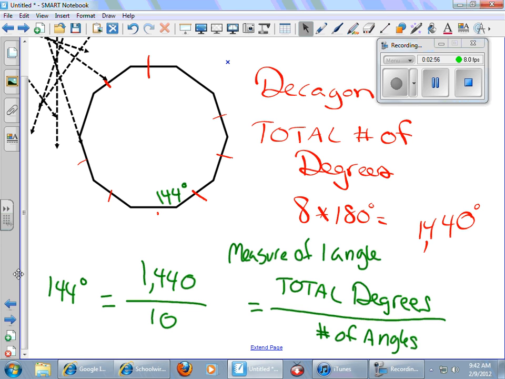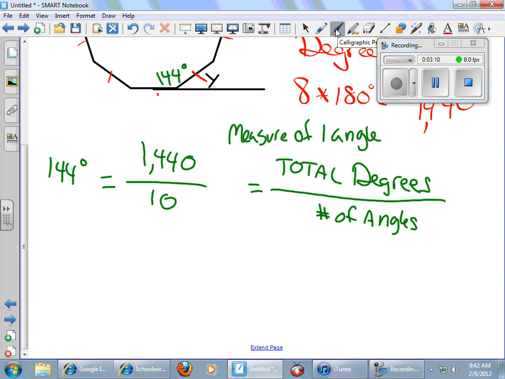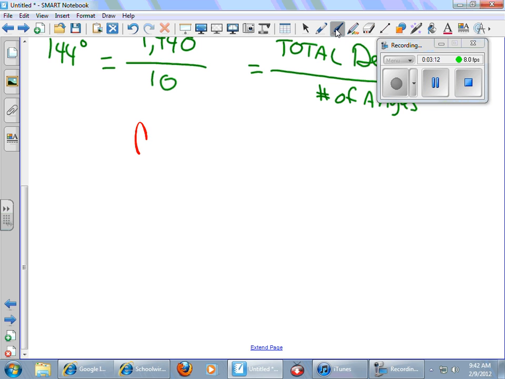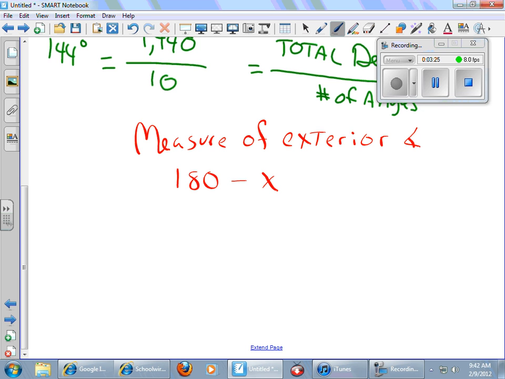Now, what would the measure of an exterior angle be? Well, remember, the exterior angle is just this angle out here. Perhaps I'll call it Y. That's pretty cool. I didn't go back into write mode, but I still made a Y. Well, to find the measure of an exterior angle, I'm going to do 180 minus whatever X was.